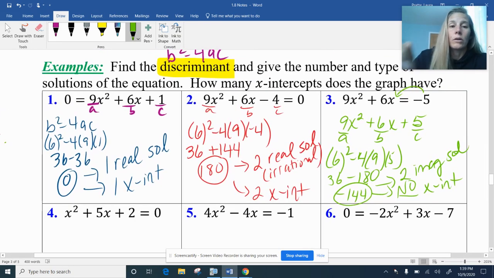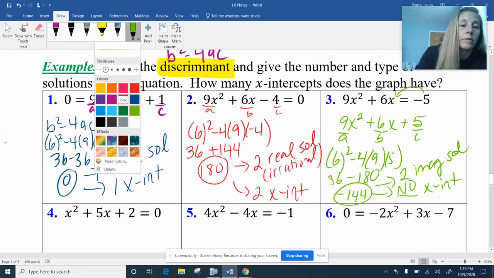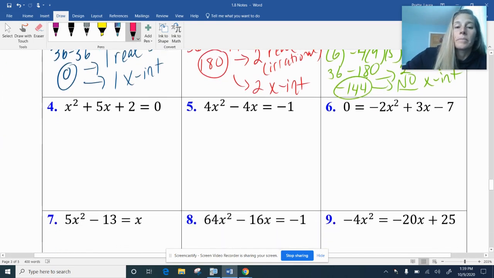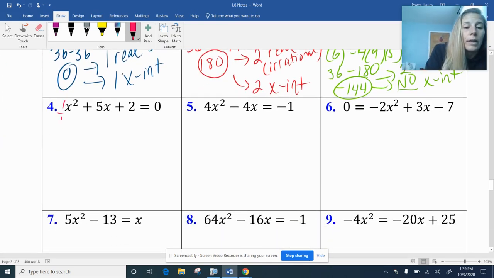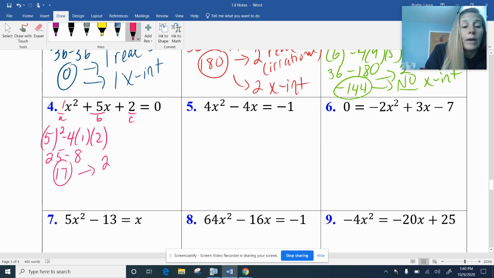So just moving along, trying a few more of these just to kind of get the idea here. Okay, so next one, this time my a is 1, my b is 5, my c is 2. So 5 squared minus 4 times 1 times 2. 25 minus 8 leaves me with 17. It's a positive, so I have 2 real solutions. However, they will be irrational since 17 is not a perfect square. But I will also have 2 x-intercepts.